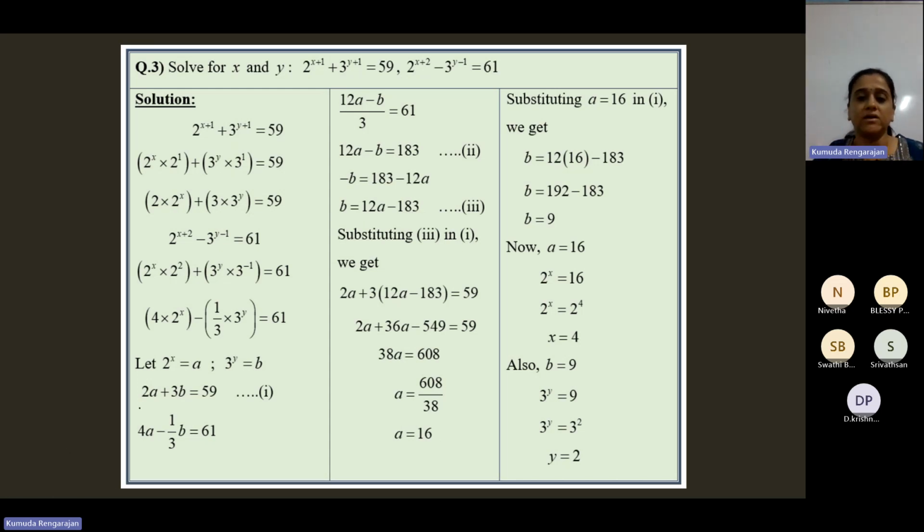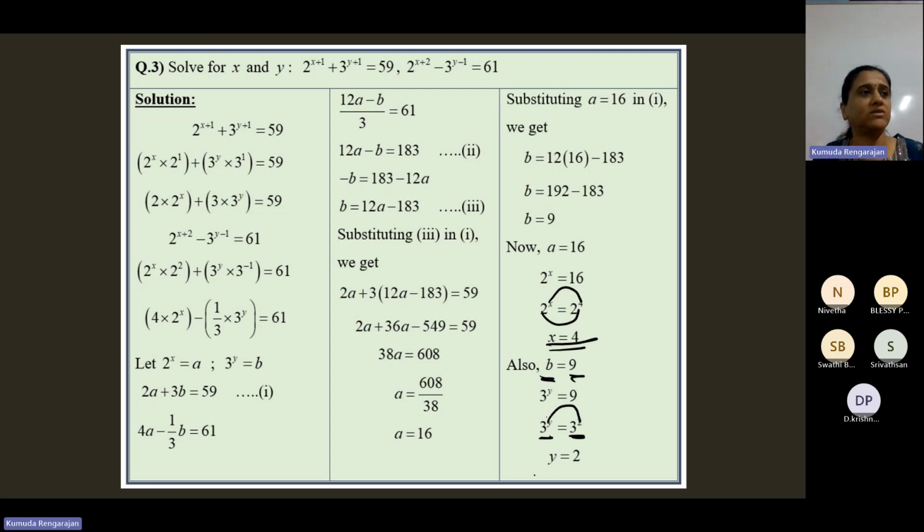Now we found the values of a and b, but you'll have to find the values of x and y. So a is 16, but who is a? A is 2 to the power x. A is 16. That means 2 to the power x is 16, and 16 can be written as 2 to the power 4. Using the law of exponents, which says when bases are the same on either side, equate the powers. So x is equal to 4. Similarly here, 9 is 3 squared. B is 3 to the power y.